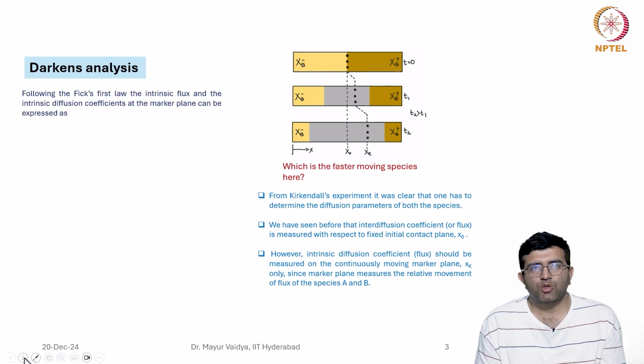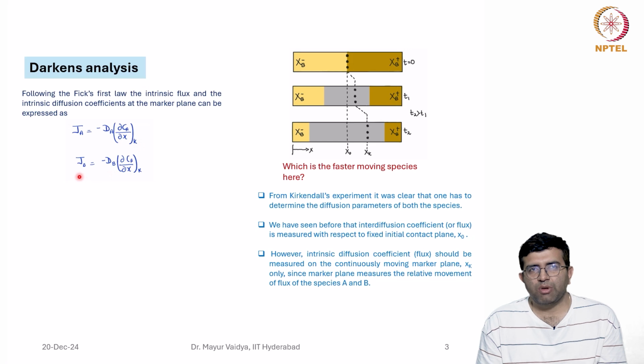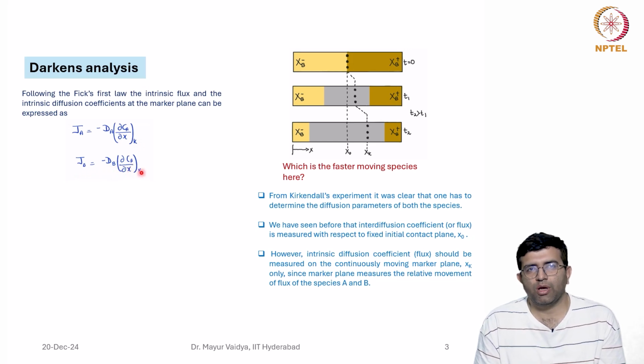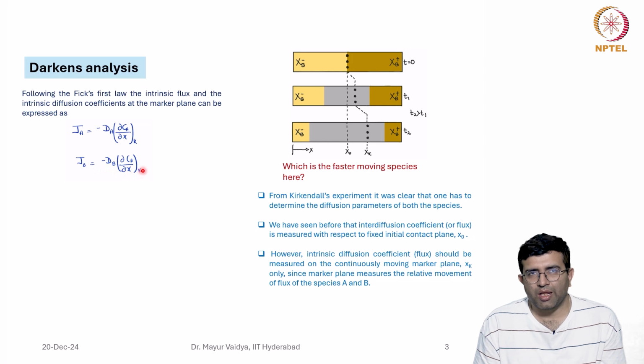So, if we want to write using Fick's first law for the intrinsic flux and the intrinsic diffusion coefficients at the marker plane, we can write J_A is equal to minus D_A ∂C_A/∂x at the Kirkendall marker plane. Similarly, we can write the flux of B is equal to minus D_B into ∂C_B/∂x at the Kirkendall marker plane.